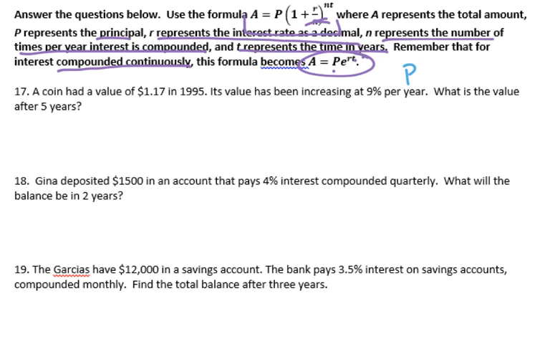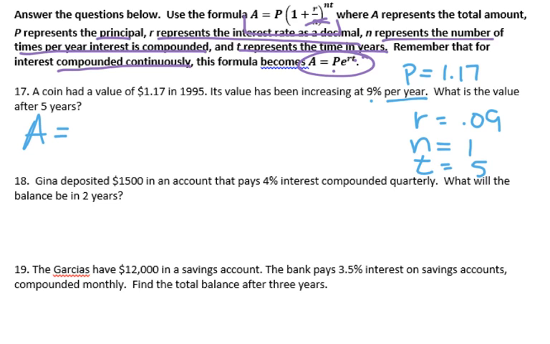P would be 1.17. 9%, that would be our R, 0.09, right? Per year means it's compounded yearly, so N would equal 1, and then time would be 5. So we plug it in: A equals 1.17 times (1 plus 0.09 over 1) to the 1 times 5.